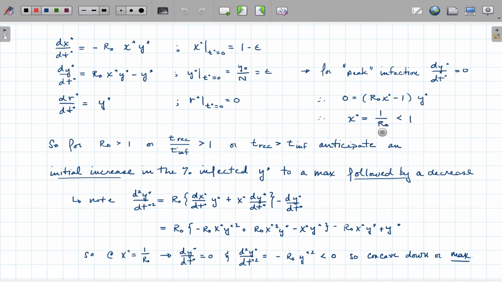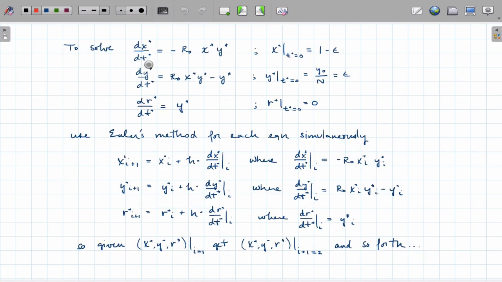And 1 on R0 would be really that amount x star of individuals who are susceptible where we would experience a peak. So what that really means is that R0 in this case is going to be bigger than 1. And it also means in that case that the T recovery time is bigger than the T infection time. And whenever that is the case, we can expect there to be a peak of y star. And indeed, we could show this rigorously by looking at the second derivative and seeing that it is a negative number. And so the slope of the slope is decreasing, or it's concave down. And that would cause this to be a maximum.